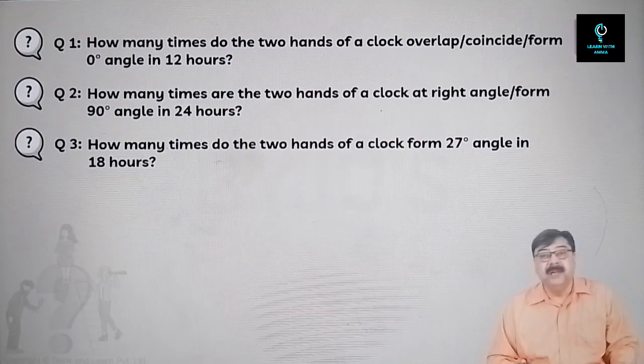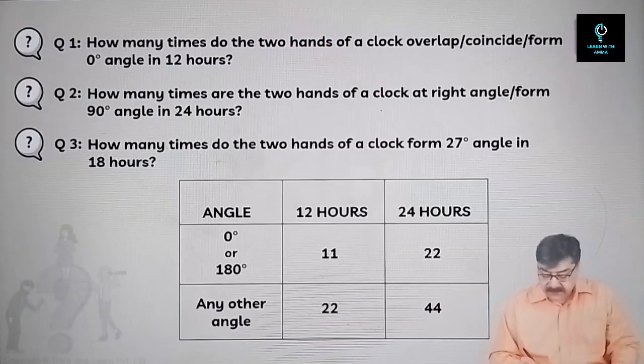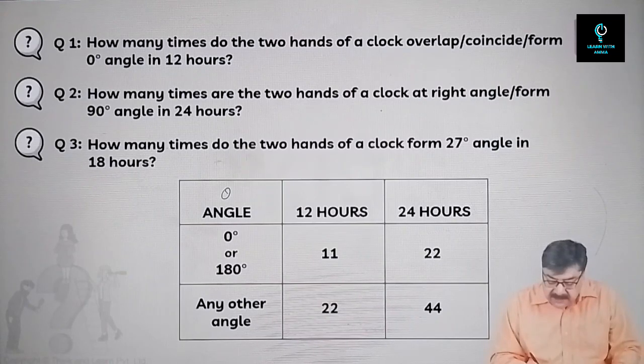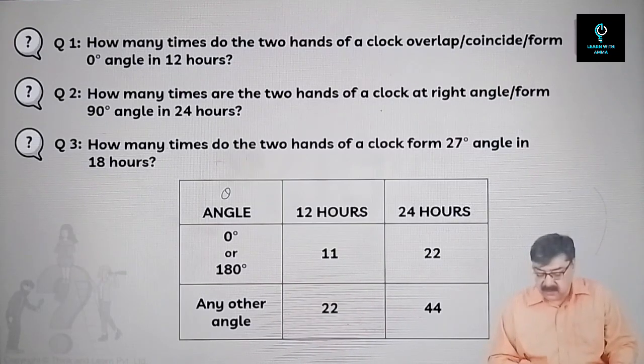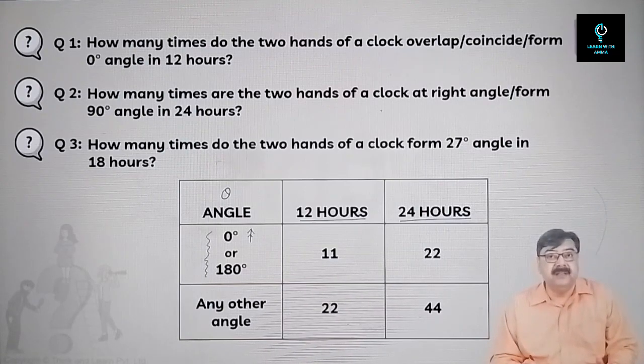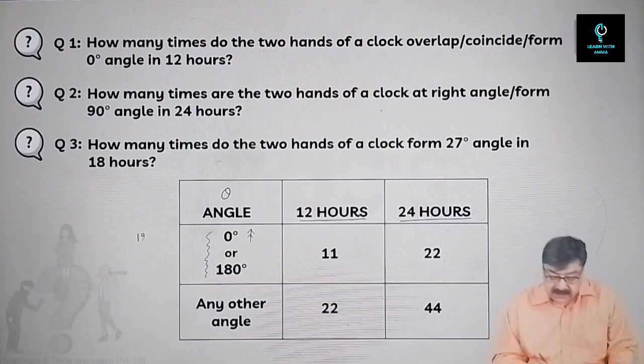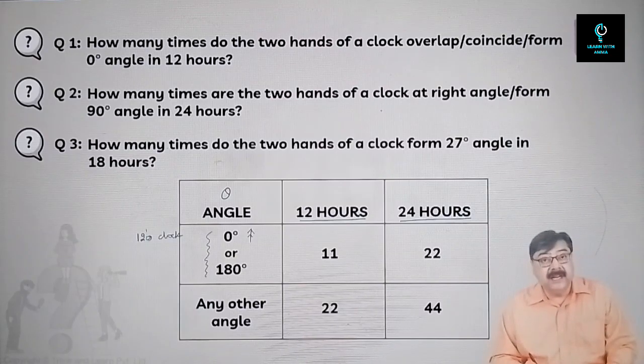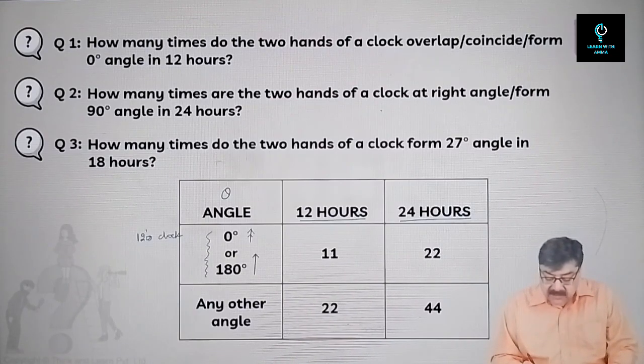Well, if you're done answering these questions, then let me tell you that you need to know a particular table which I am presenting in front of you. This is the angle which can be represented by theta between the two hands of a clock. The duration is 12 hours or 24 hours. Now if the angle between the two hands happens to be 0 degrees or 180 degrees. A 0 degree angle would be when the two hands coincide or overlap one above the other, as it happens at 12 o'clock. 180 degrees is when the two hands are in a straight line, as happens at 6 o'clock.